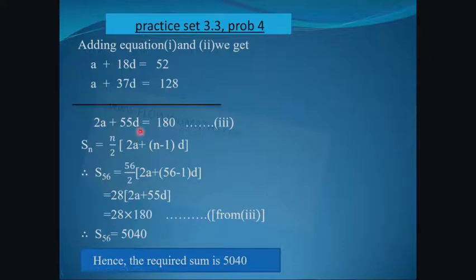So this 2A plus 55D comes here. The entire thing becomes 2A plus 55D for when n is 56. So S56 becomes 56 upon 2 into this entire thing, which we have calculated the value as 180. So 28 into 180. So S56 is 5040.